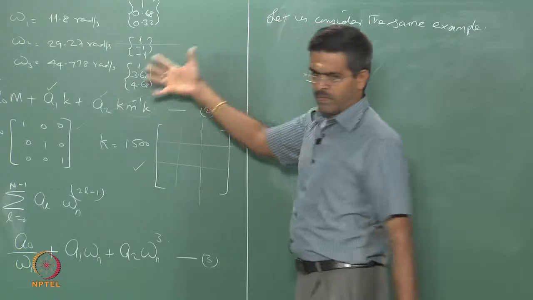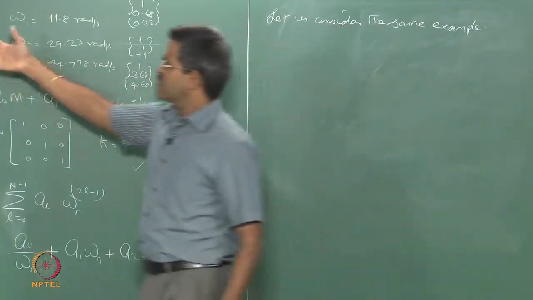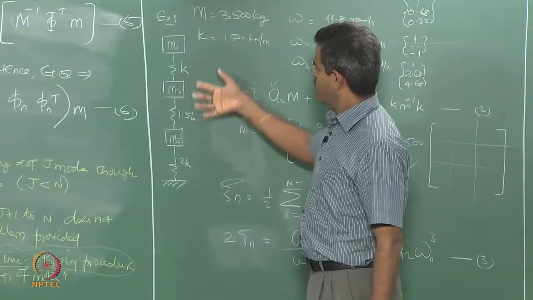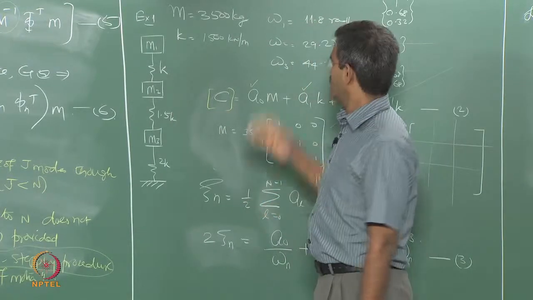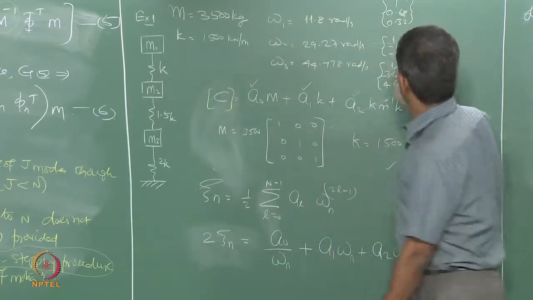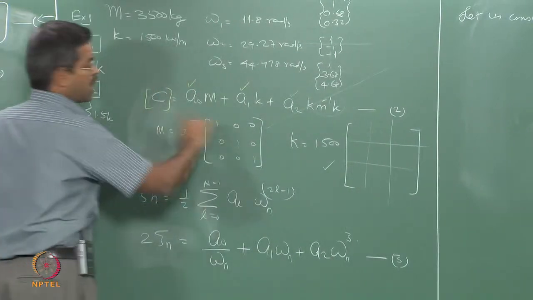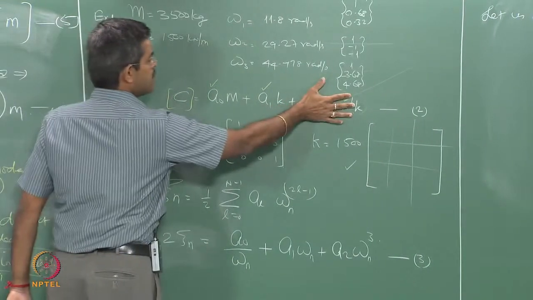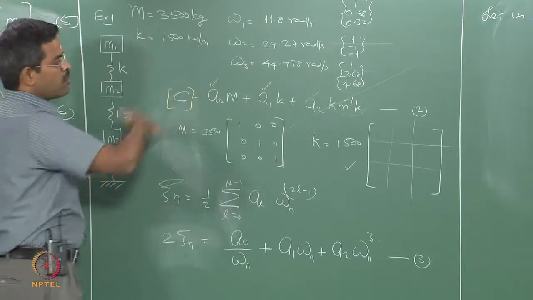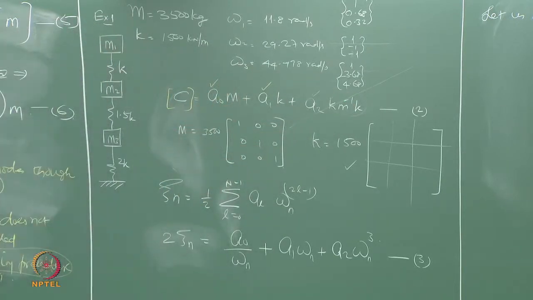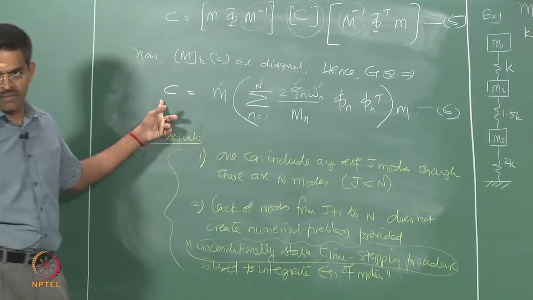The example is here, this is the example 3 degree freedom system M1, M2, M3, K, 1.5 K, 2 K. We already have omegas and phis for the system. We of course are not going to use this. This is Caughey's relation. If we eliminate this, it is Rayleigh's relation, but I am not going to use this. I am going to use this relation, equation number 6, to estimate damping matrix C. Are you getting the point?